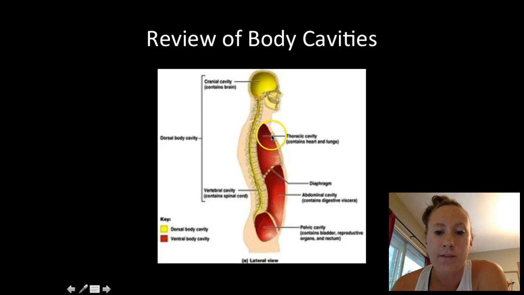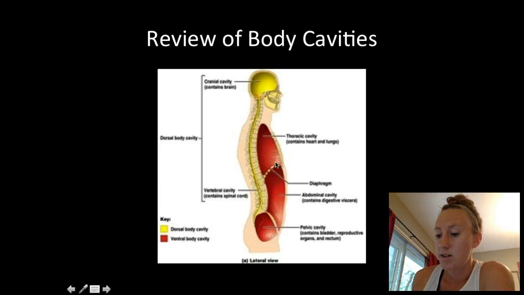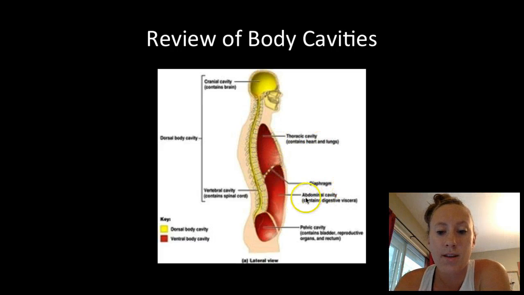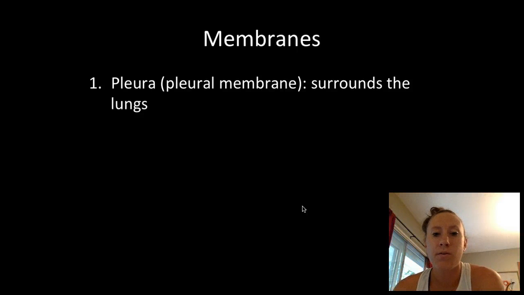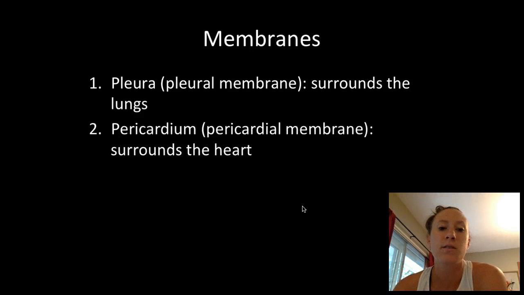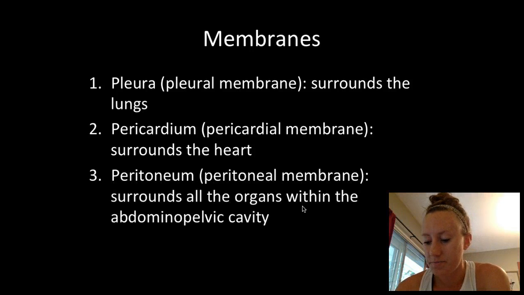Then ventral, we have the thoracic cavity, which contains your heart and lungs and trachea. Then we have the abdominal cavity, and we also have the pelvic cavity. Quickly about membranes, there are three that we've talked about in those cavities. The first is the pleural membrane that surrounds the lungs. Second is the pericardium that surrounds the heart.